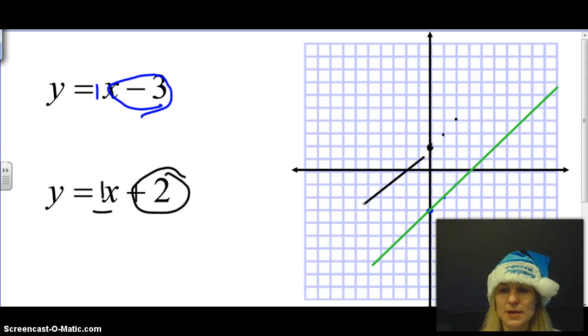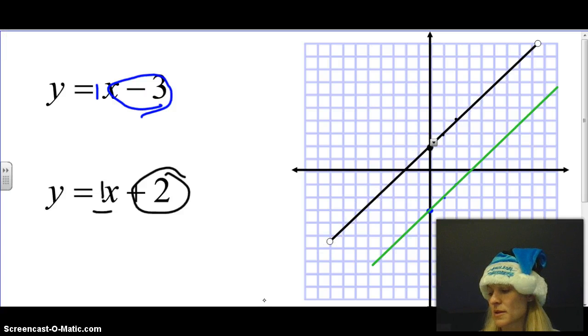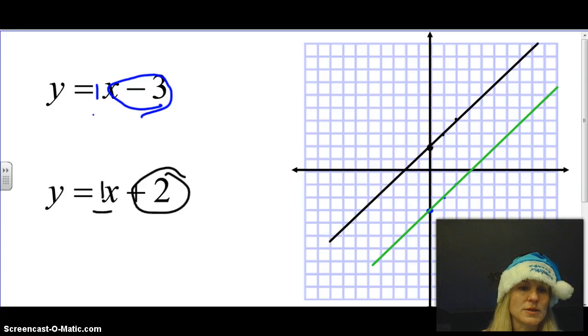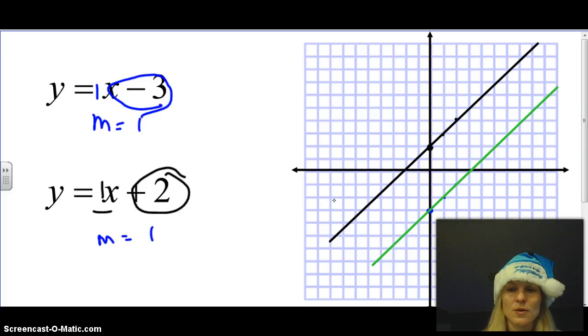And you can see here, hopefully you notice, they are parallel lines. You can also tell something's a parallel line by its slope. This has a slope of 1, and this has a slope of 1. So they rise and run at the same rate, so they're never going to cross, okay?